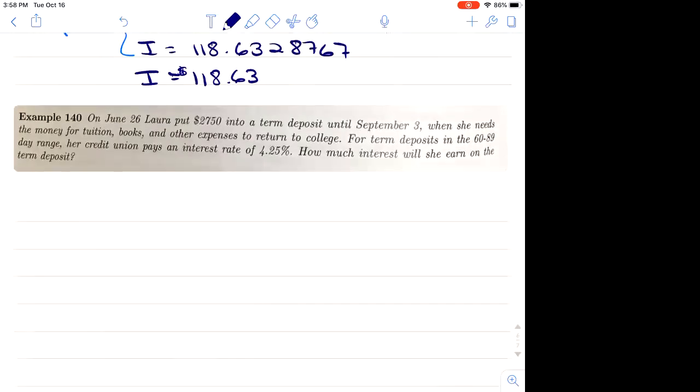So again, let's figure out what we're given here. So we've got the first date, June 26th. If there's no year specified, we can pick any year, assuming that they're in the same year. And so our first date is June 26th, and our second date is September 3rd. So I'm going to write those two together. So I've got date 1 is June 26th.